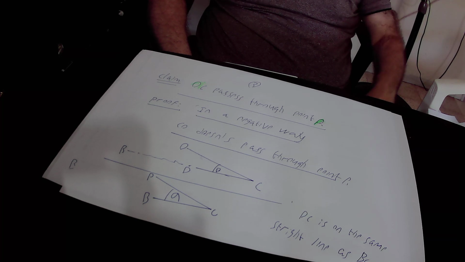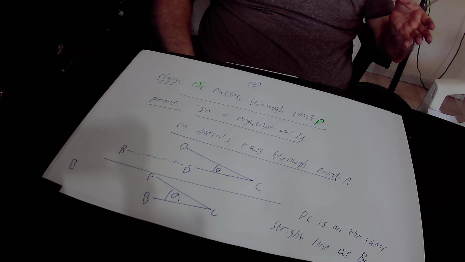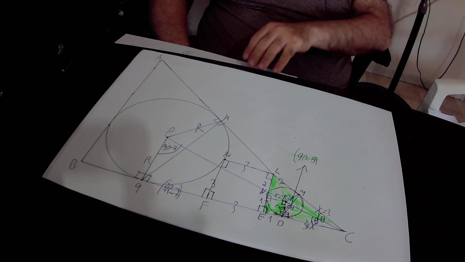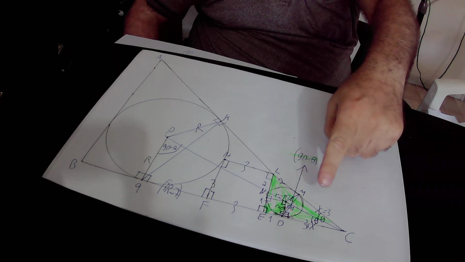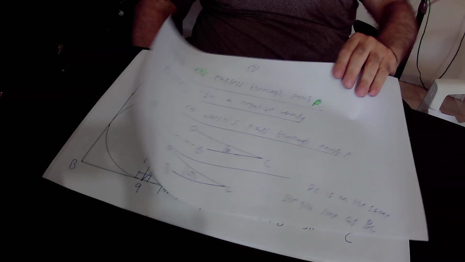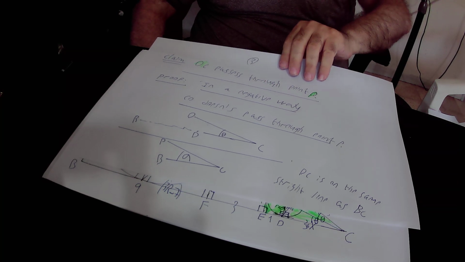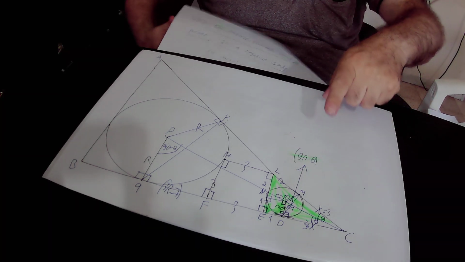We prove the claim in a negative way. That is to say, we assume that CO doesn't pass through point P. According to the negative way of proof, we assumed that CO doesn't pass through point P. Therefore, according to our assumption, we will have two angles. We will have angle DCO equal to theta.